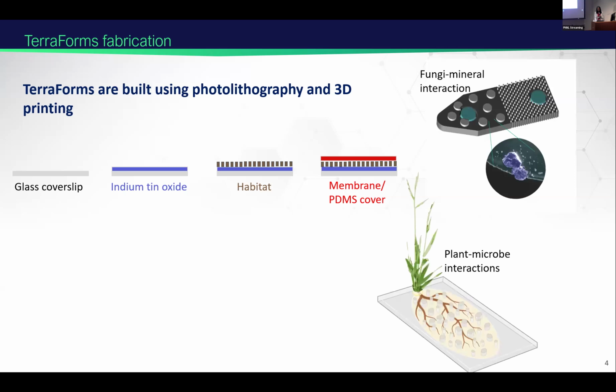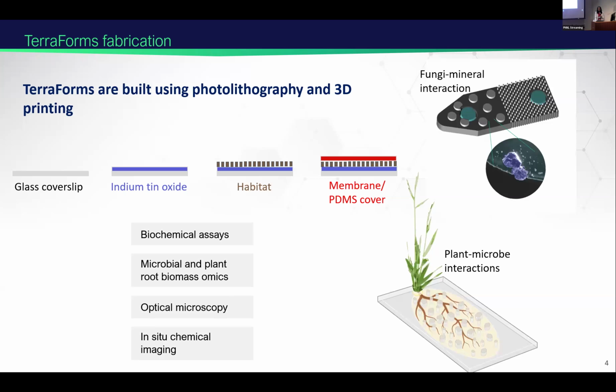And these are a couple of platform examples that we have. All of these are compatible with various types of biochemical assays and in situ chemical imaging. So you can take these platforms into the mass spec or perhaps X-ray fluorescence, some of the examples that I'll be showing you later on. They're also compatible with different types of bulk omics techniques and optical microscopy. You can track microbial growth and plant growth inside all of these platforms. So that's the non-destructive part.